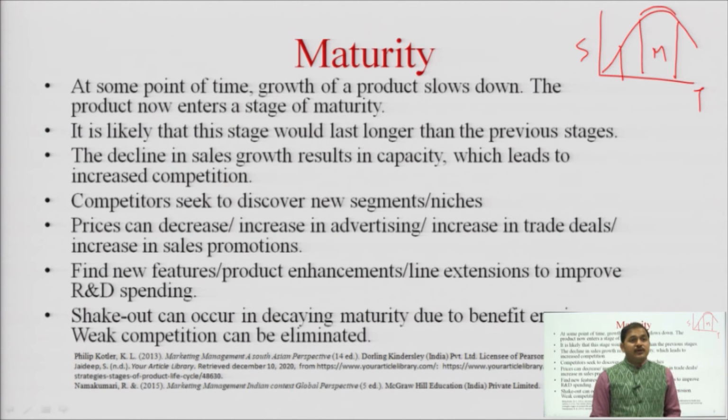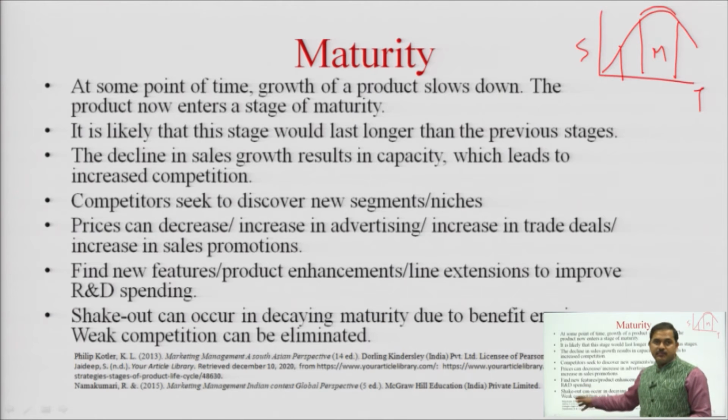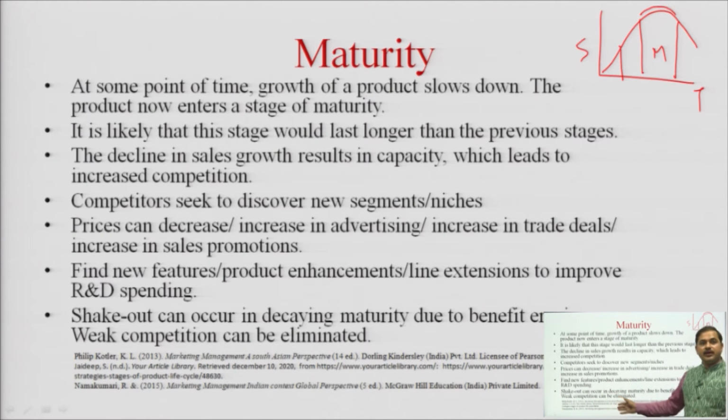Shakeout occurs because of decaying maturity due to benefit erosion. Weak competitors can be eliminated. We can make a lot of changes here so that even the minor competitors can be eliminated at this point, by lowering the price, by adding a few more features, by giving a lot of sales promotional efforts. Everything can be done in order to bring a lot of benefits that we can experience in this maturity phase itself. Still, we can prolong the process of maturity.